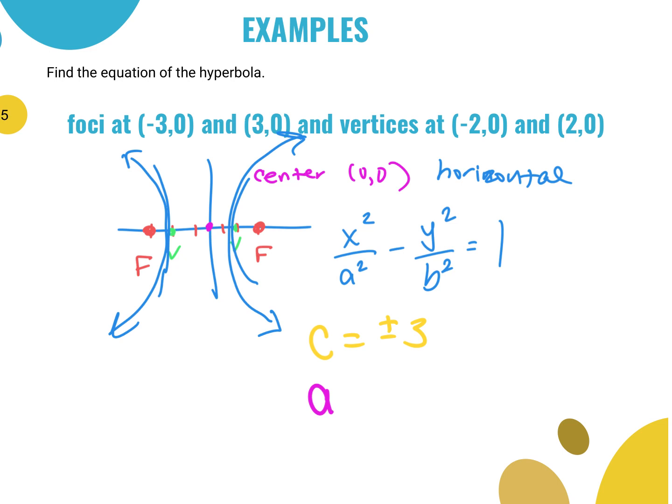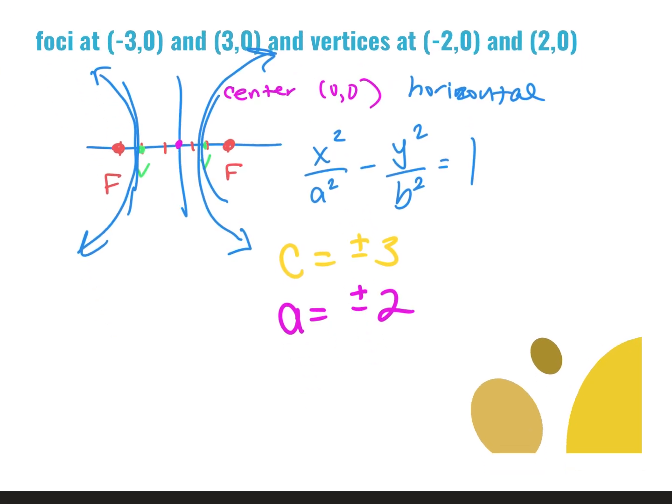We just wrote C. So what do we know here? A is what? Plus or minus 2. A is the distance from the center to the vertices. In order to write your equation, you need A and B. Do we know how to find B? Yes, C squared equals A squared plus B squared.